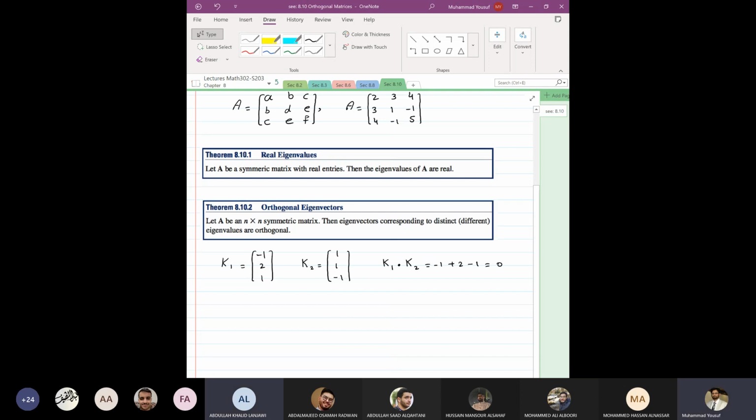You see, the transpose of K1 dot K2. We cannot multiply matrices like this one. So this is simply saying what is the dot product of two vectors. But if they are actually vectors, any eigenvectors, for sure it will be a transpose. Otherwise, we cannot multiply them. You are right. Otherwise, we cannot multiply them.